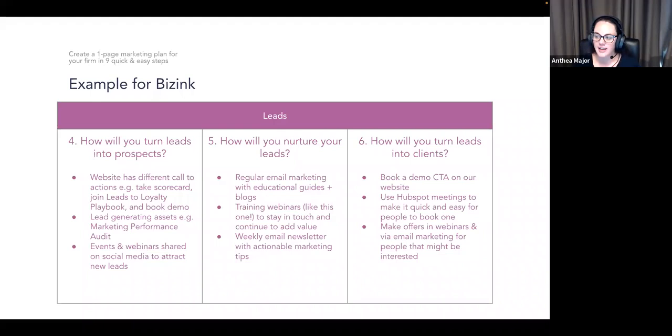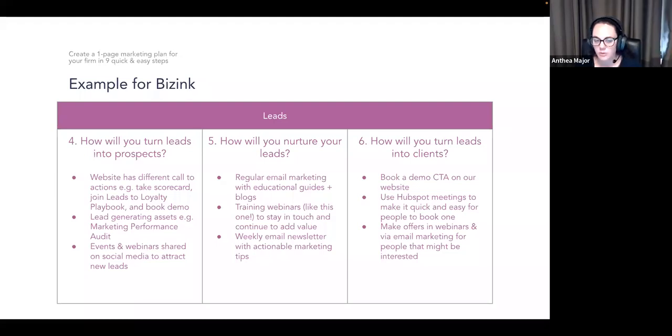So we've got things like take a scorecard to find out how we think you're doing with marketing, and join our playbook, which has heaps of free resources that we give away, maybe too much for free. But they do have to give their email address in exchange for that. So it's a value exchange, and obviously book a demo as well. We've got a lot of assets on there too. If you're running a smaller firm, you don't need heaps. You can start with just one that you focus on and see how it works.